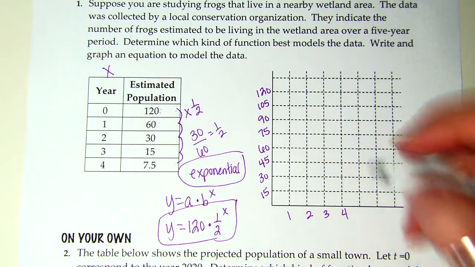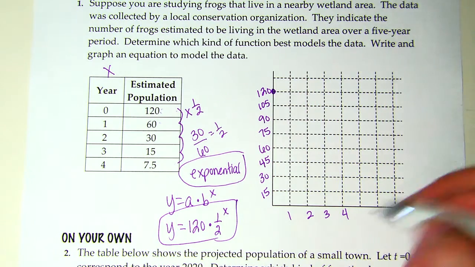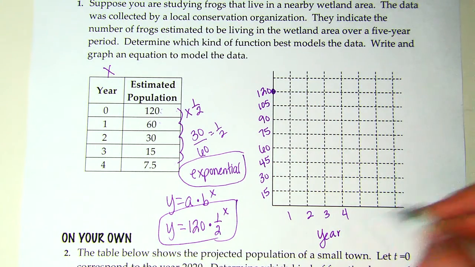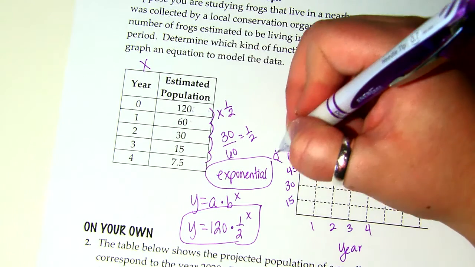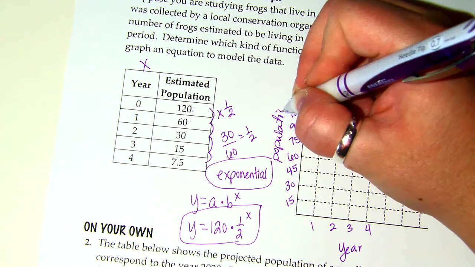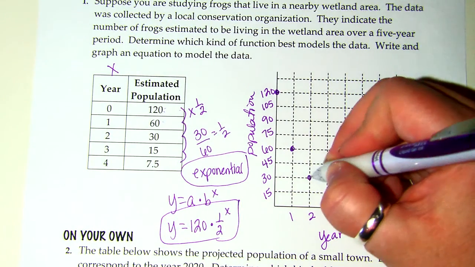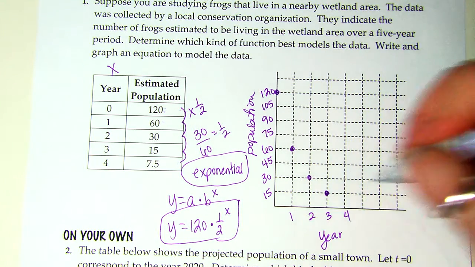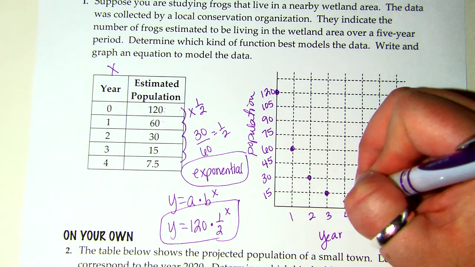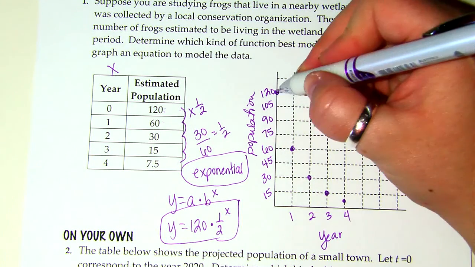So 0, 120. Oh, I need to label years and population. And then it's 160, 230, 315, and 4, 7.5 would be right in the middle there. And then connect your points.